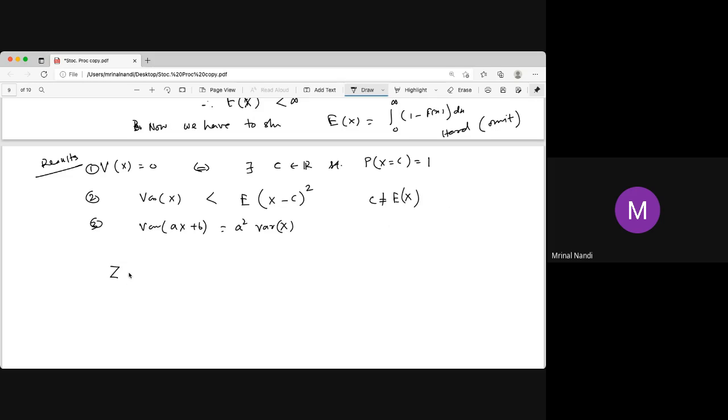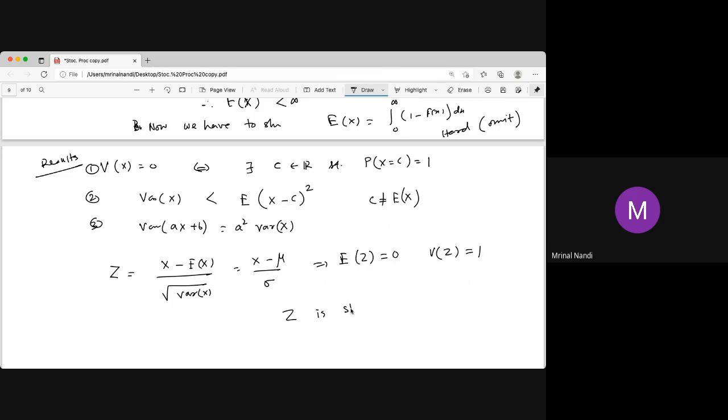One more thing is, if you take z as x minus expectation of x by root over variance of x, assume that the variance and expectation exist. We sometimes write that as mu, and this is called sigma, the standard deviation. Then expectation of z is 0 and variance of z is 1. So this is called a standardized random variable. If the expectation is 0 and the variance is 1, then it's called standardized.